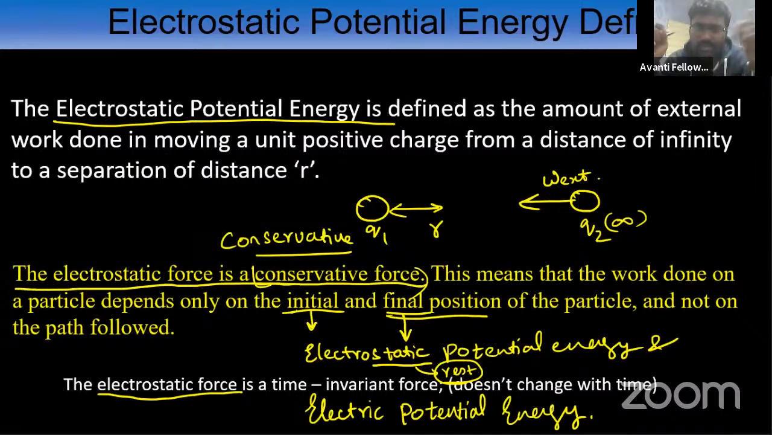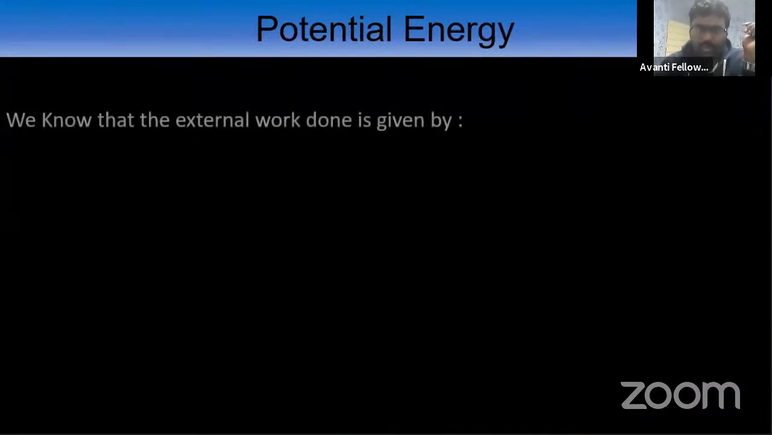It doesn't change with time. Electrostatic potential energy doesn't change with time, whereas whenever we define electric potential energy, it's a dynamic quantity. It changes with time. That's the only difference. Next, we'll learn about potential energy.